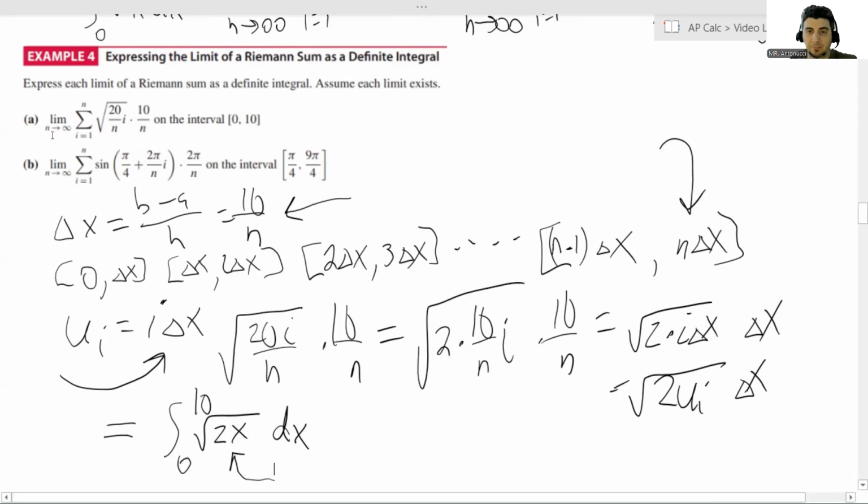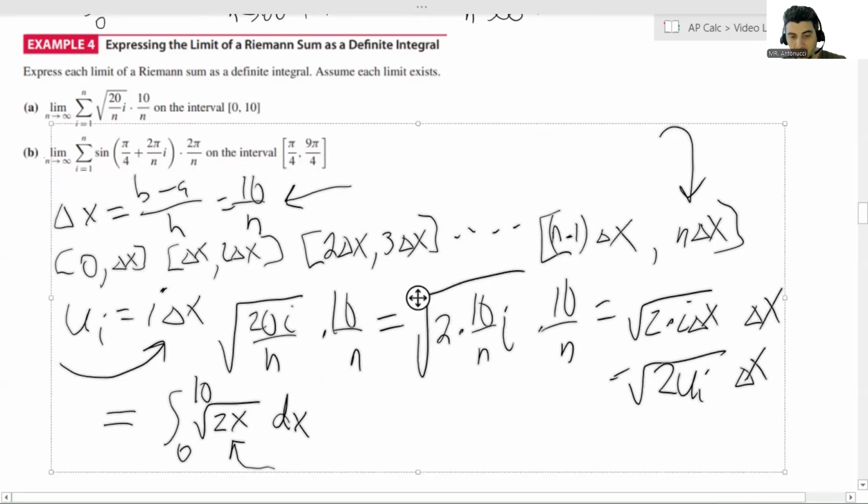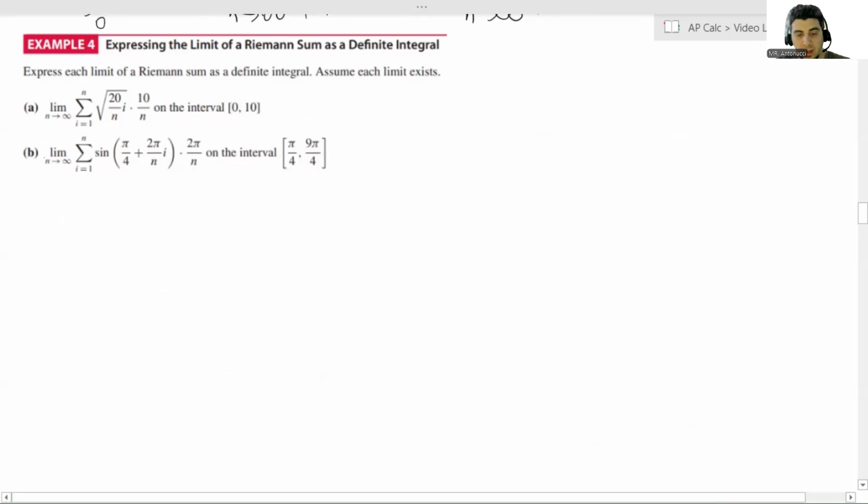Now for part B, we have the interval going from, well, you know what? Let me erase this so that we have something to work with. Okay, so the interval is pi over 4 to 9 pi over 4. First thing we want to do is see what our delta x should be. So (9 pi over 4 minus pi over 4) all over n, which is going to be 8 pi over 4, or 2 pi over n.